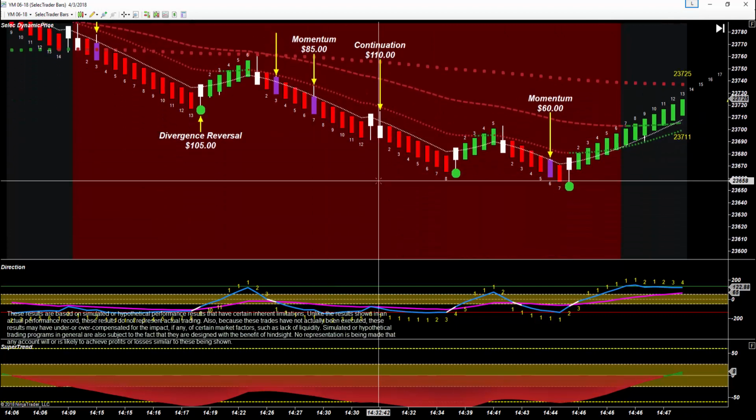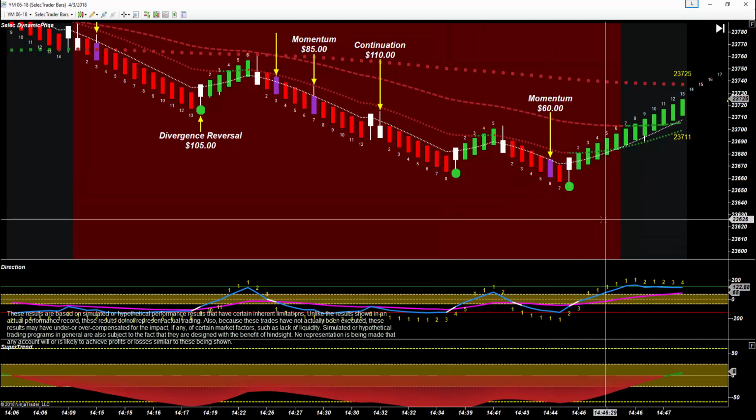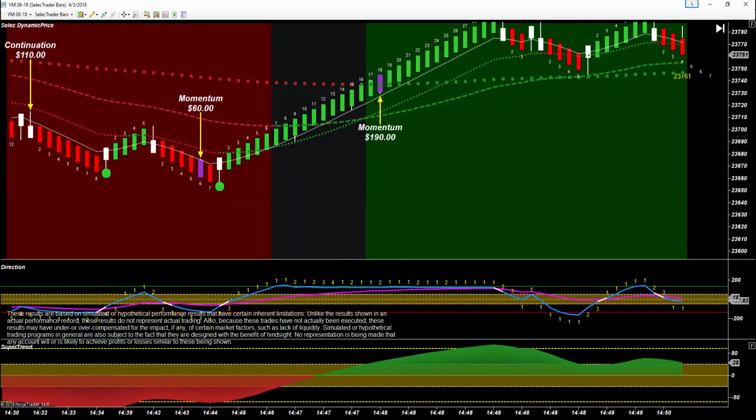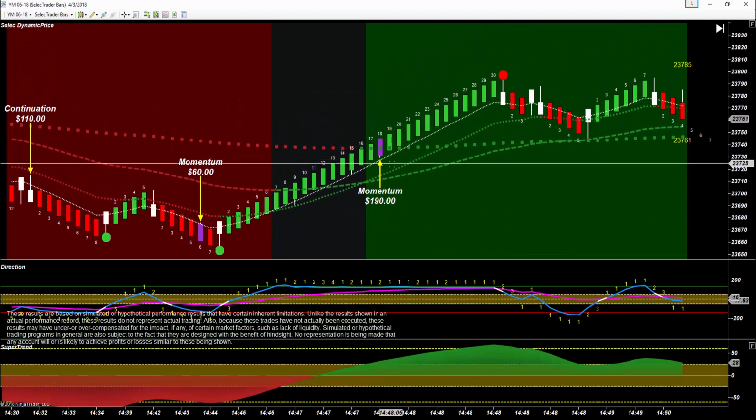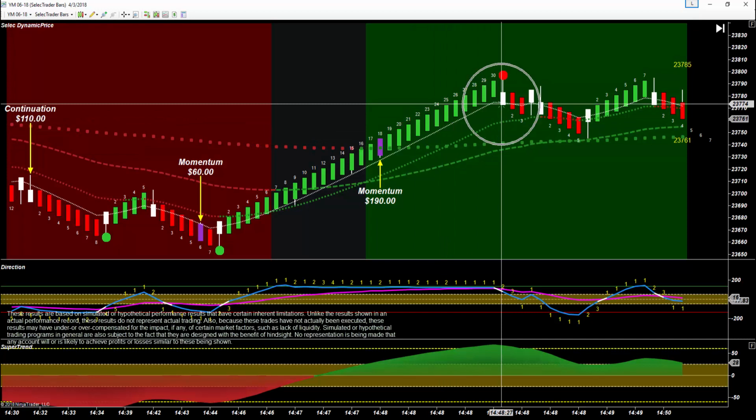Then we have a continuation short. This does grab 6 extra ticks by trailing at the green DPI price, followed by a momentum, and this one does hit our profit target. Then we have a momentum long, takes part in about half of that run. We'll eventually widen to the red DPI price and get stopped out by this turn bar.